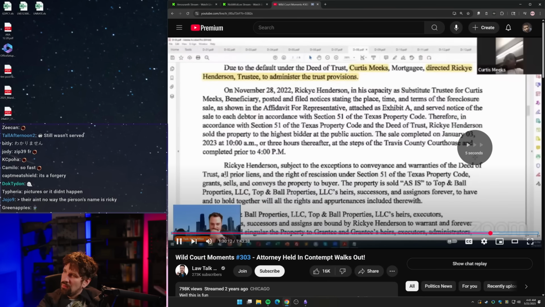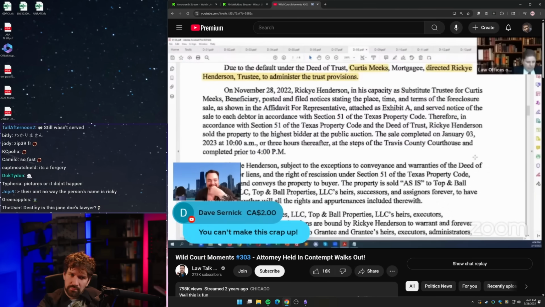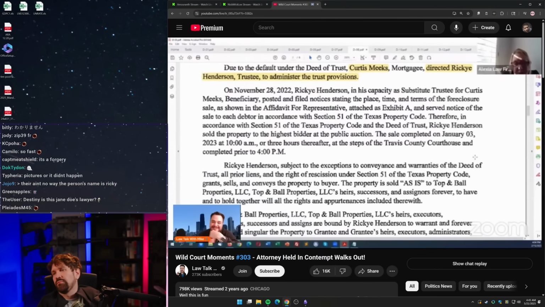Curtis Meeks, mortgagee. Yeah, I see that. Is this statement in the deed correct? Did you direct Ricky Henderson to default on a deed of trust and to administer the trustee provisions? And it still gets worse. Objection. I advise you to take the Fifth Amendment, Curtis.